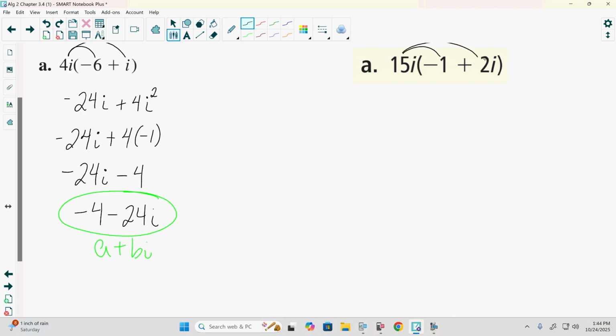So we look at 15i times negative 1 plus 2i. We're going to multiply both of these terms by 15i. So 15i times negative 1, 15 times negative 1 is going to be negative 15i.